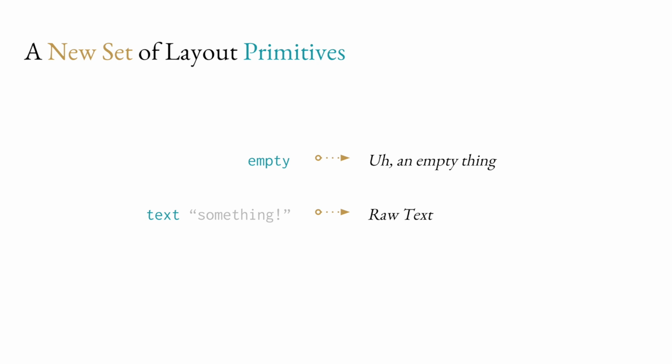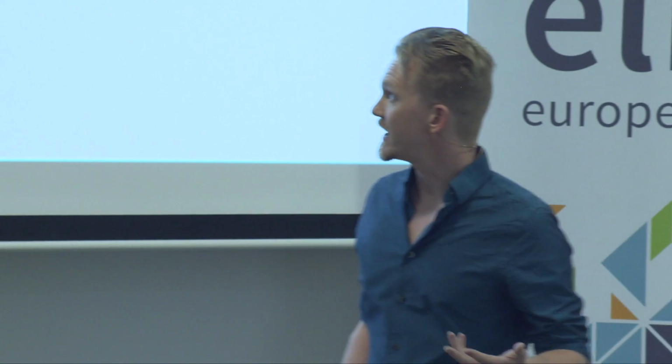So now how would we actually build this thing? Well, we're going to need some new primitives. These are pretty easy, right? We have a nothing, and we have some text. Great, nothing new.